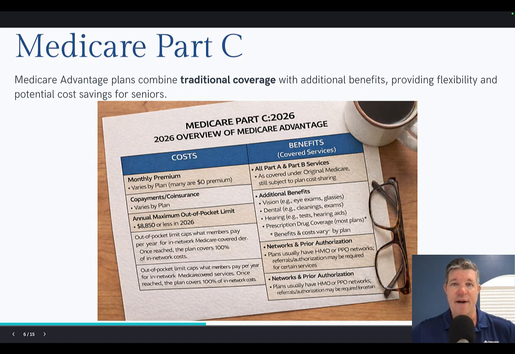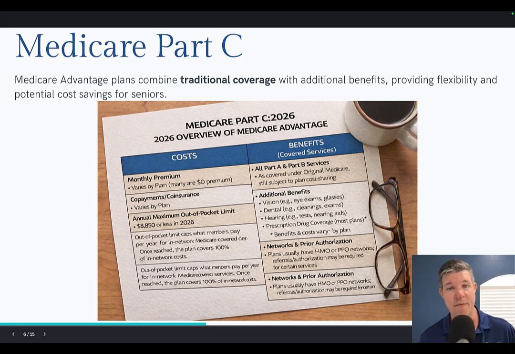Now, they might also have additional benefits like vision, hearing, dental. They might have some over-the-counter allowances where they give you an account, like a separate debit card, and every 3 months they might put $50 on it for you. Some of them might come with what they call a healthy food card, where maybe they put $100 a month on it for you to buy healthy food at the grocery store. You can't just buy anything. They have a list of foods that qualify as healthy foods. That's the extra benefits.